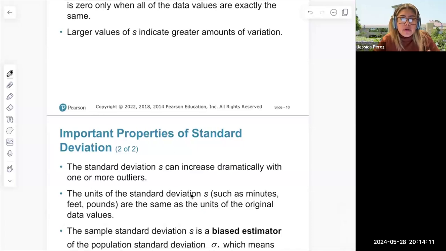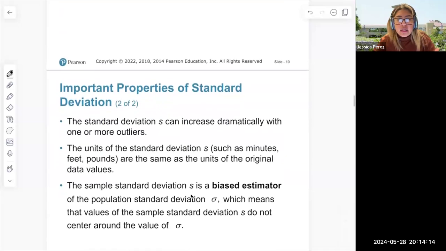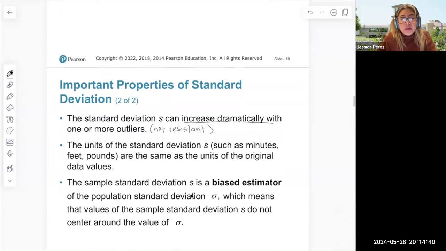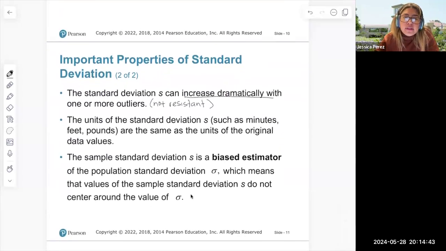Let's go over more important properties of standard deviation. The standard deviation S can increase dramatically with one or more outliers. So what do we know? If it can change like that, then it is non-resistant. Standard deviation is not resistant, because your numbers can change dramatically with one or two outliers. The units of the standard deviation S, such as minutes, feet, and pounds, are the same units as the original values. So nothing is going to change. Your units are going to stay the same.